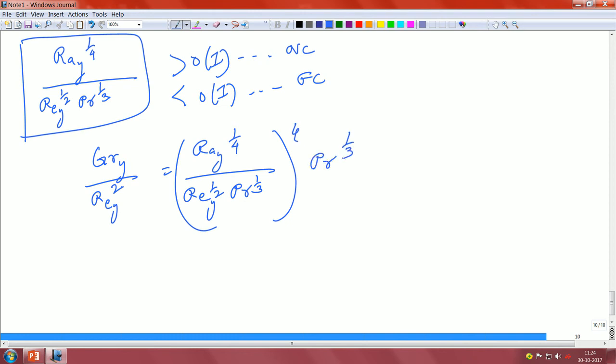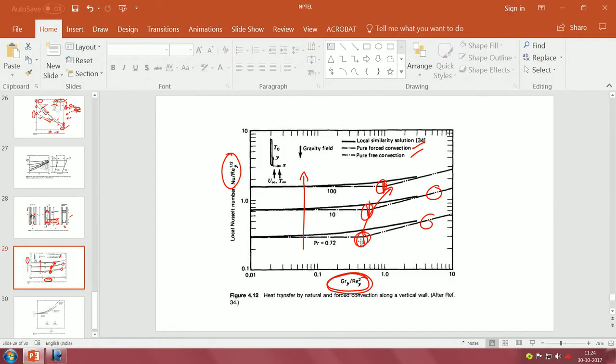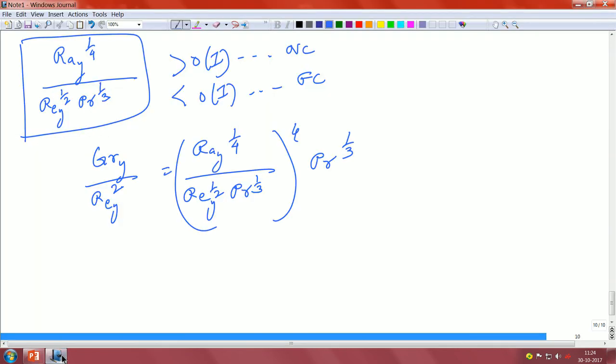So, the reason that you had this knee, which was shifting from here to here as a function of Prandtl number, basically comes because of this Prandtl number 1/3 dependence that we have included over here explicitly. That is not quite the correct thing to do, because then you have a Prandtl number dependence now coming into the picture.